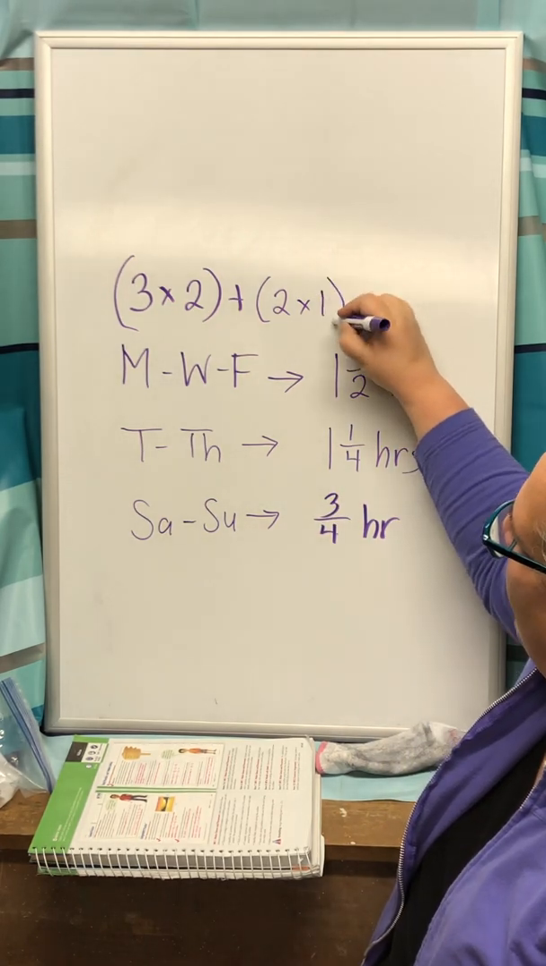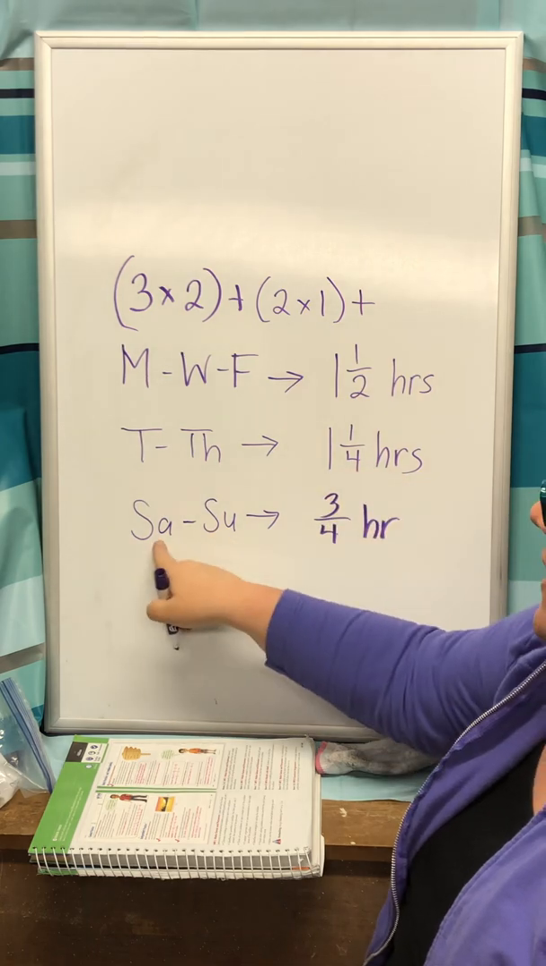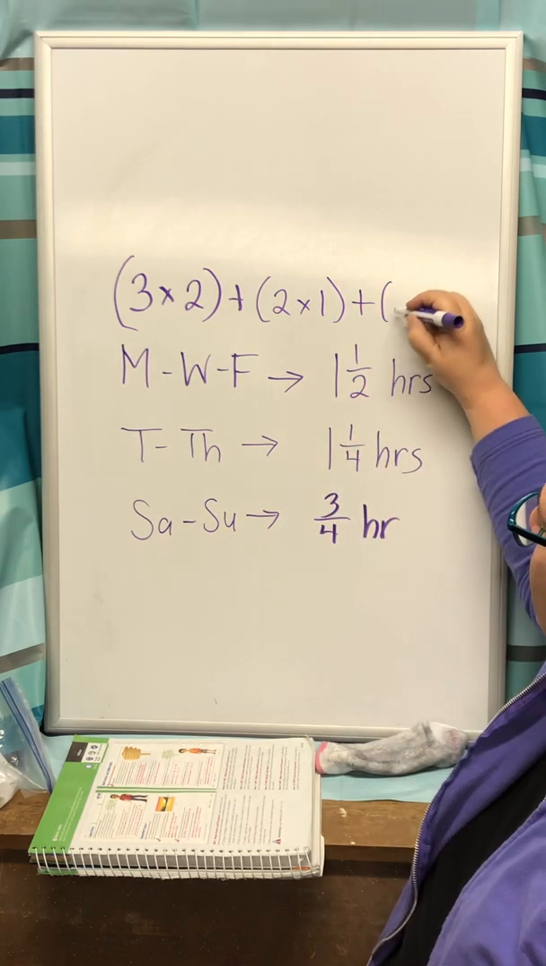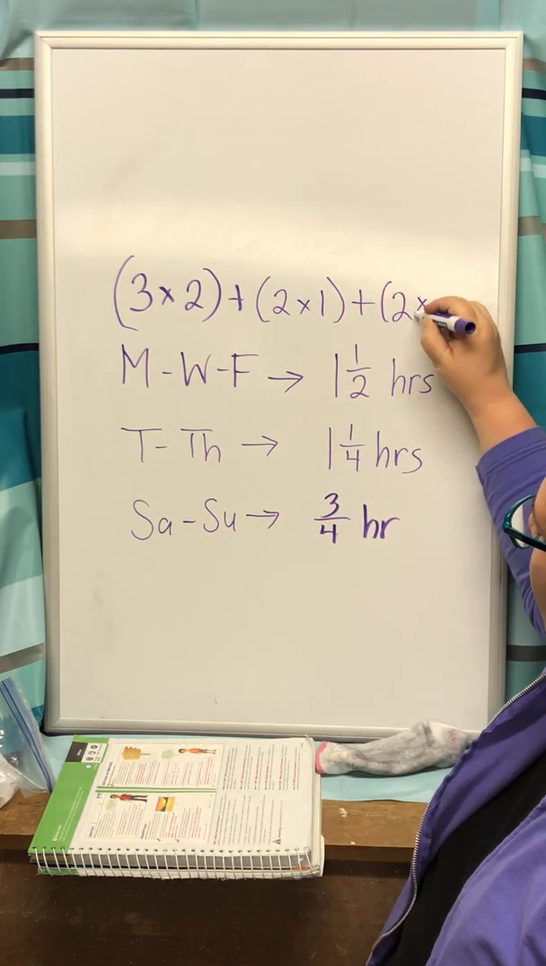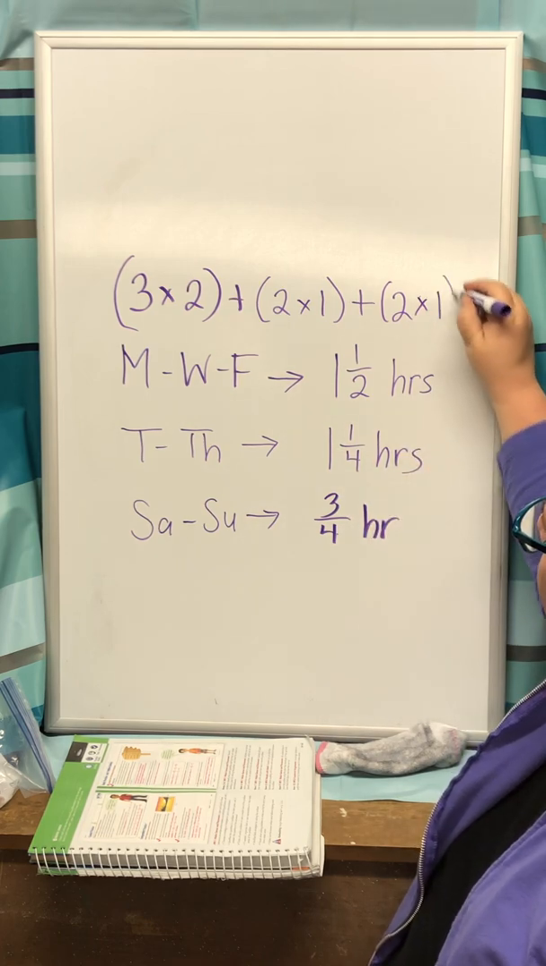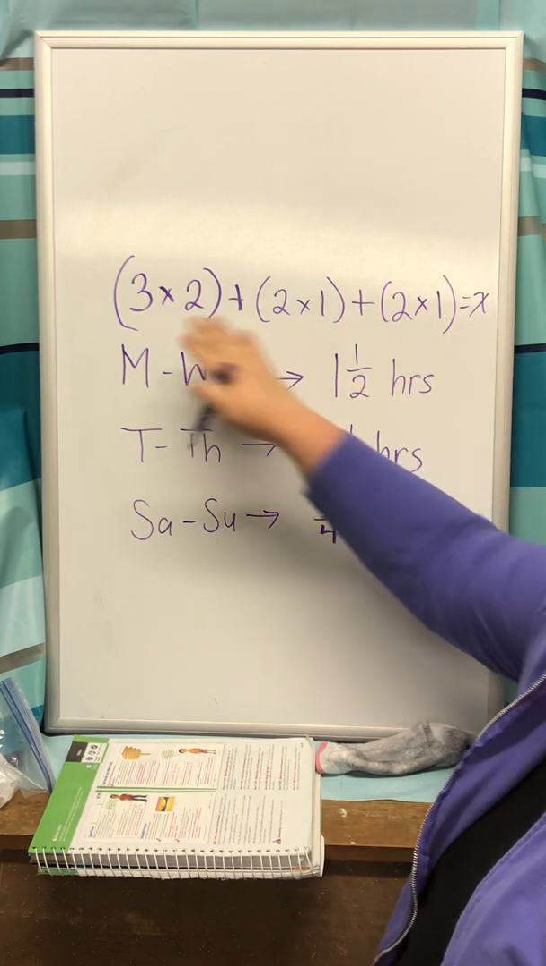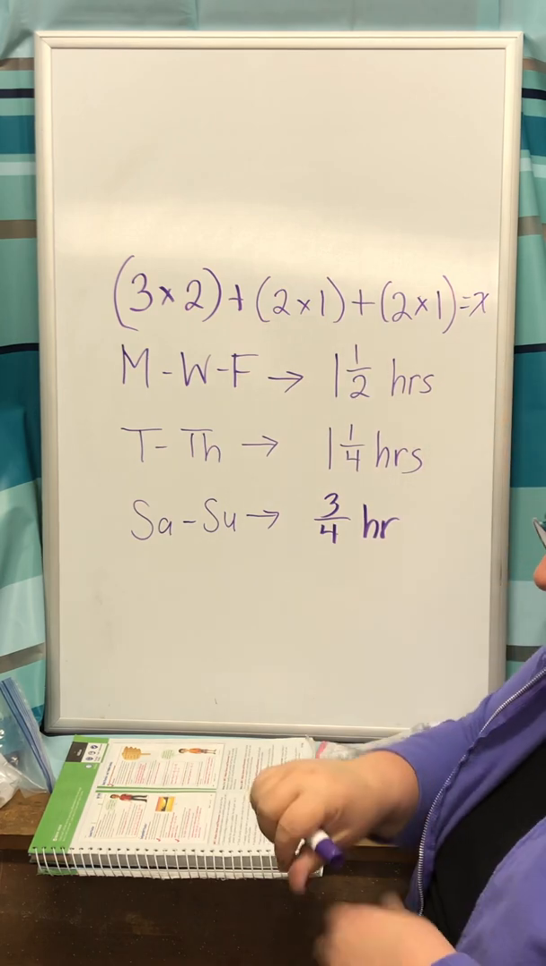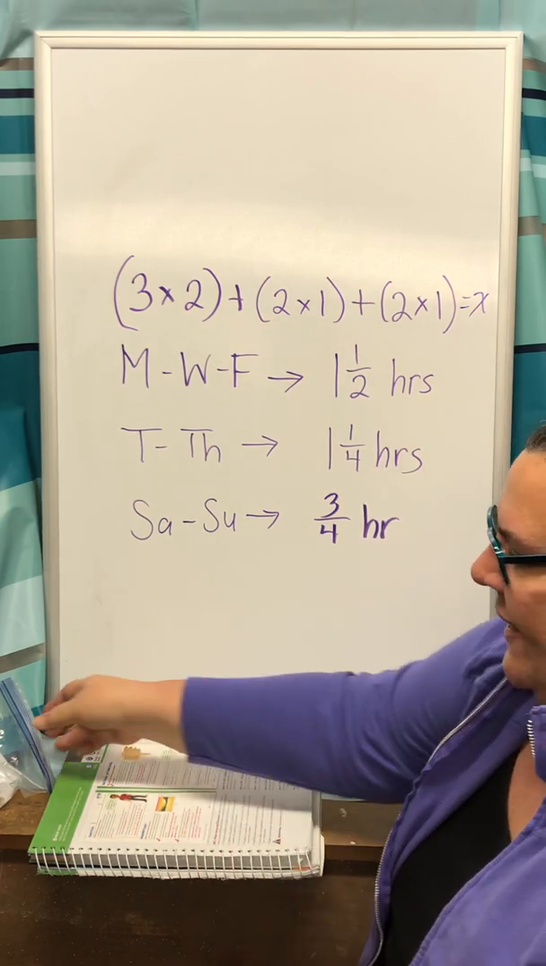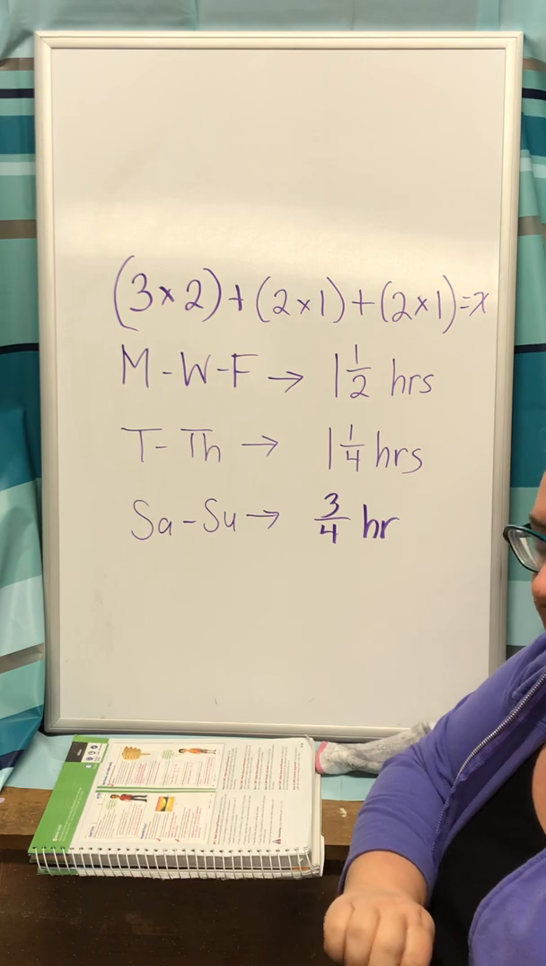So we're going to do 2 times 1 plus, and then Saturday and Sunday, again, 2 days. And I'm going to call that 1 because 3/4 of an hour is close to 1. So my number model for my estimate is going to look like this. Remember, when I'm doing parentheses, I'm always going to do what's in the parentheses first.